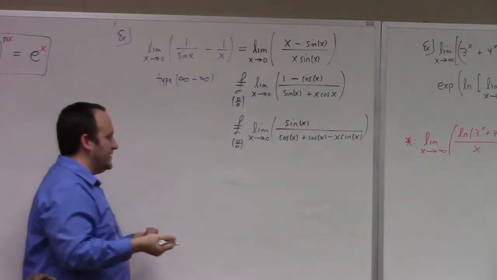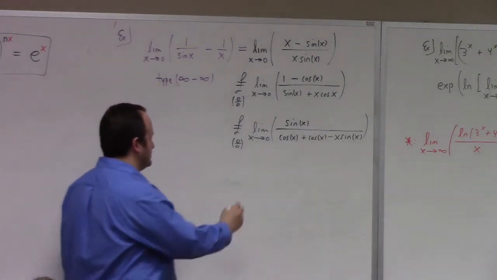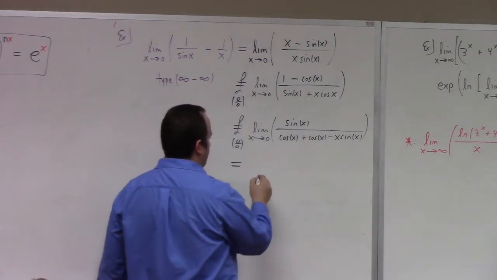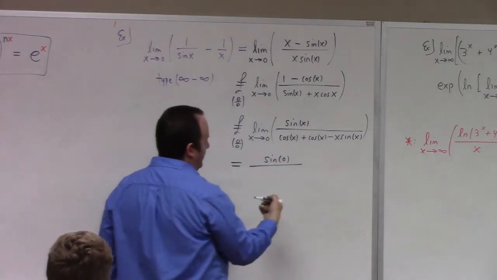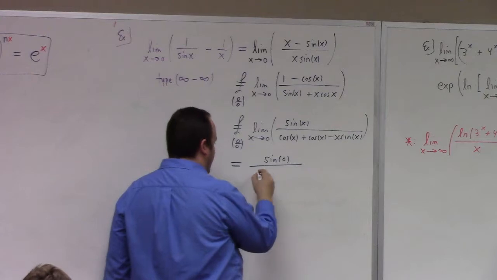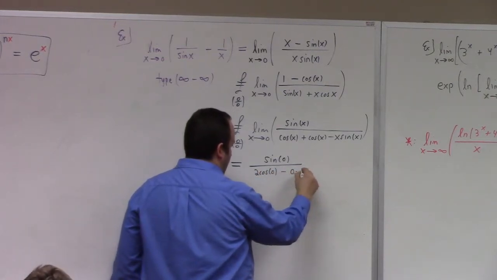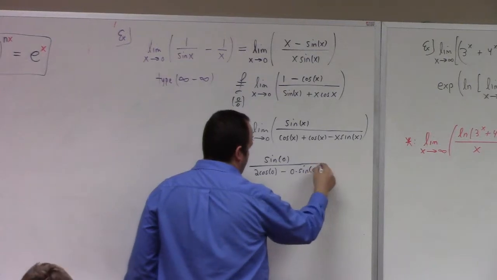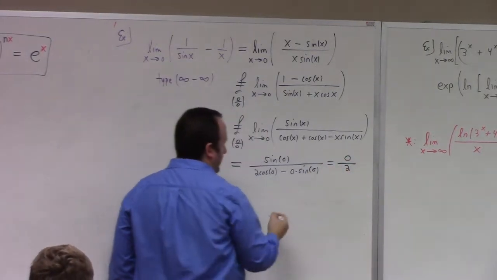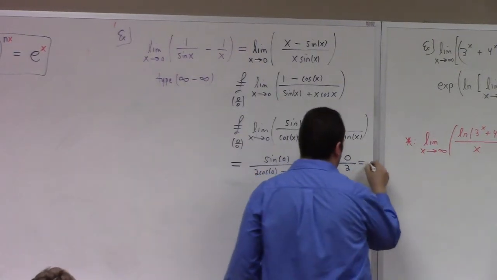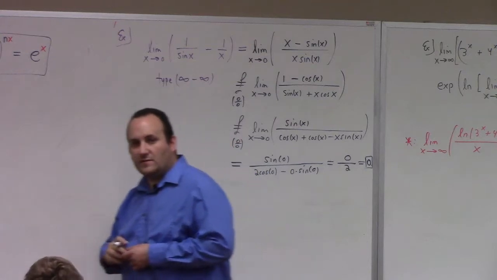Now I've got 0 upstairs, but what do I got downstairs? Woohoo! Now we have a function which is continuous at the limit point. I can plug in 0 into this meaningfully. I get 2 times the cosine of 0 minus 0 times sine of 0, which is fine, right? This is not indeterminate. This is just 0 over 2, also known as 0. So this limit works out to 0.